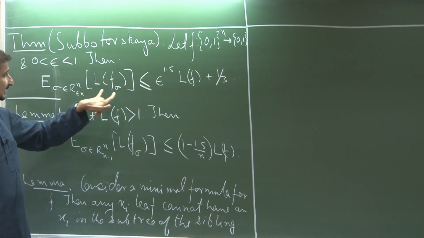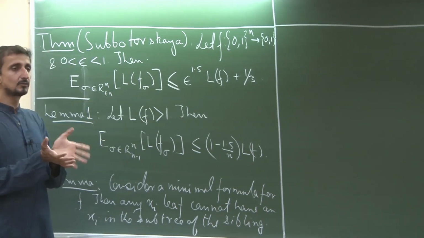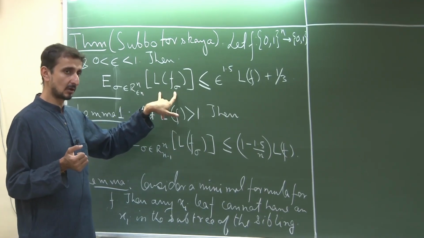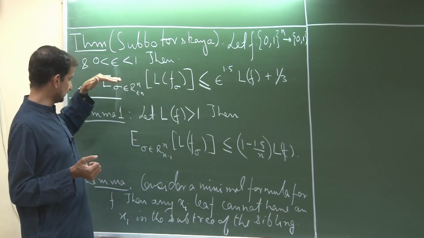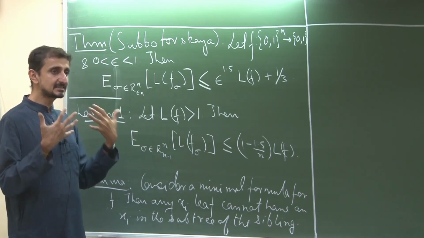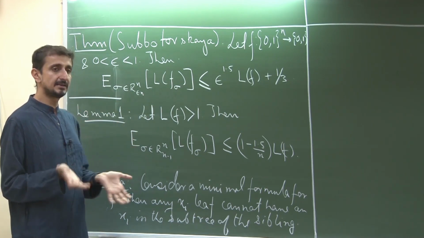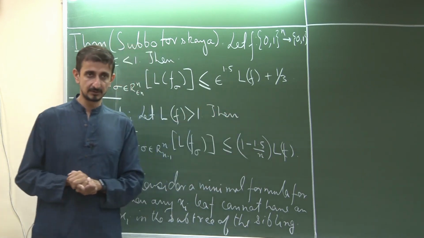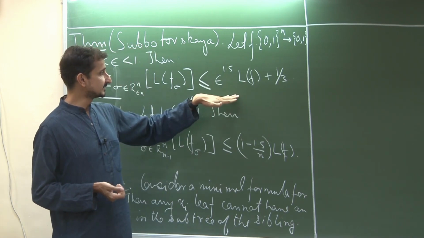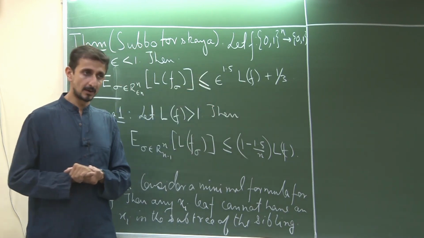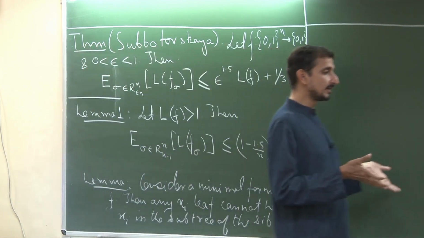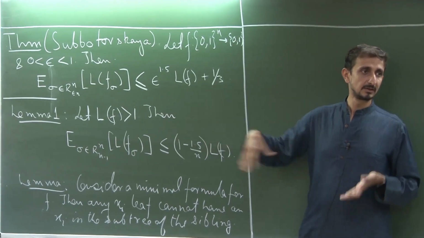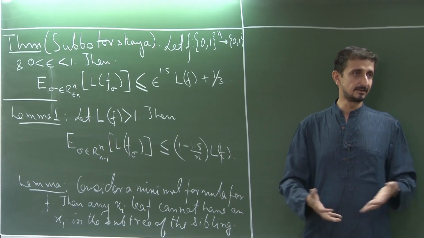Now what this is saying is that if I look at this restricted function, of course the restricted function is a smaller function, so it will have a smaller formula complexity. This theorem characterizes the expected formula complexity of that restricted function in terms of the formula complexity of the original function. And what it says is that it gets reduced by a factor of epsilon to the power 1.5. We saw last time that showing it gets reduced by a factor of epsilon is quite trivial, because it is just counting the number of leaves that disappear.